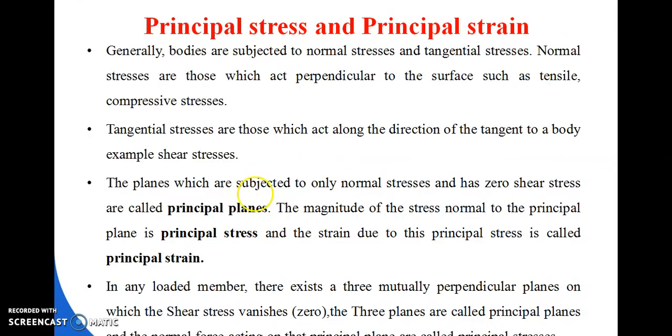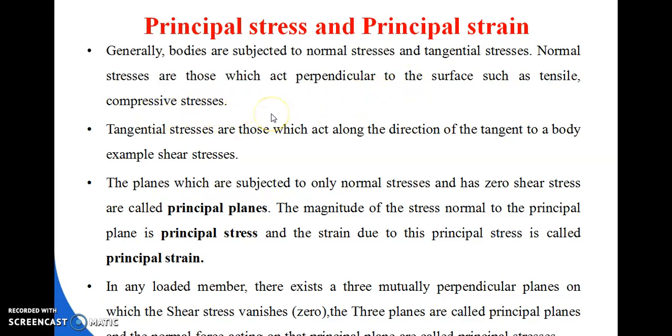Okay, so now we come to the principal stress and principal strain of a body. So generally, bodies are subjected to normal stresses and tangential stresses. Normal stresses are those which act perpendicular to the surface, such as tensile and compressive stresses.